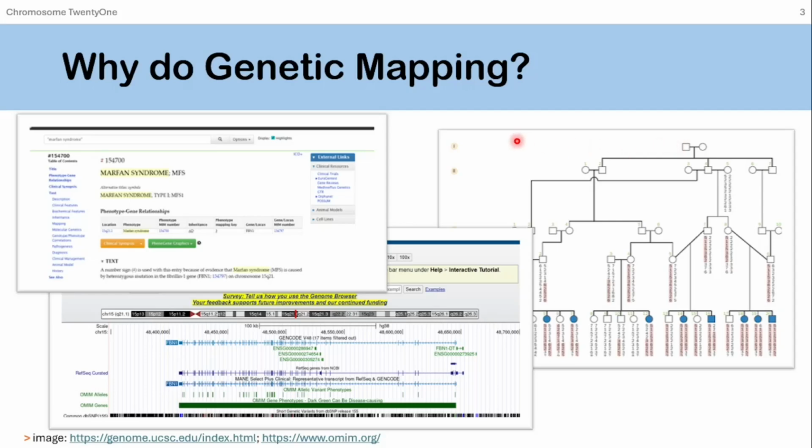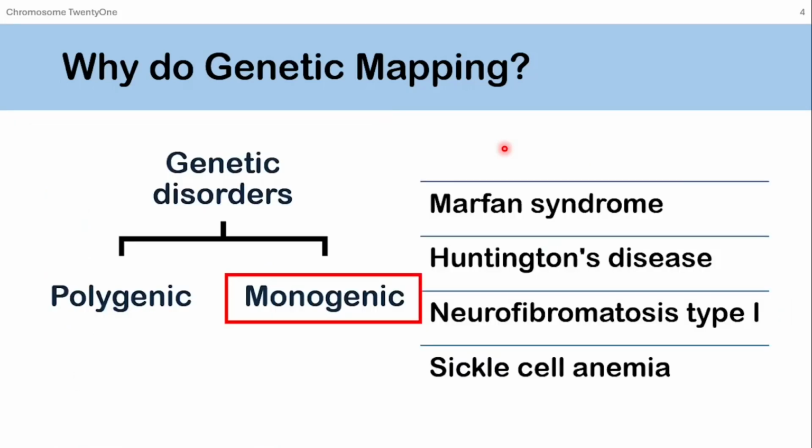So genetic maps come in very handy in genetic disorders. And talking about genetic disorders, we classify them as polygenic and monogenic disorders. Polygenic disorders are the kind of disorders which involve multiple genes for the disease to occur. Examples of these are several, like metabolic disorders such as diabetes, neuropathies, hematopathies, etc.